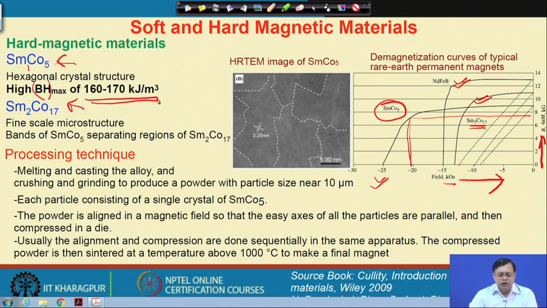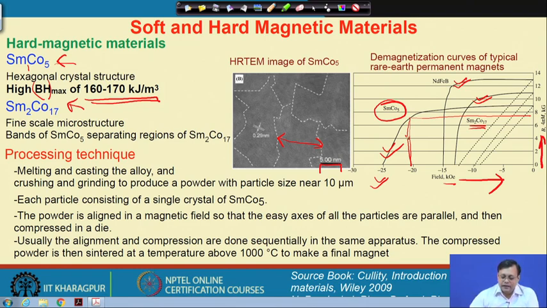Now, if you look at the microstructure, how these hexagonal grains are present. Here this is a high resolution transmission microscopic image, and the length scale is 5 nanometer only. The interesting feature here is that the grains are on the length scale of, let us say, 10 to 15 nanometer. So, we have a nanocrystalline hard magnet, and that has such a very high BH max value, meaning the energy required to demagnetize.